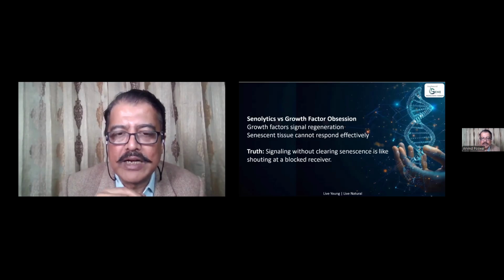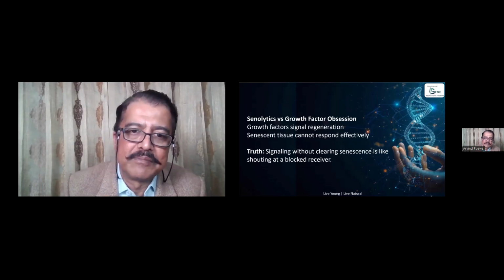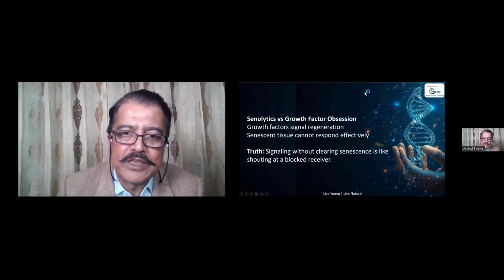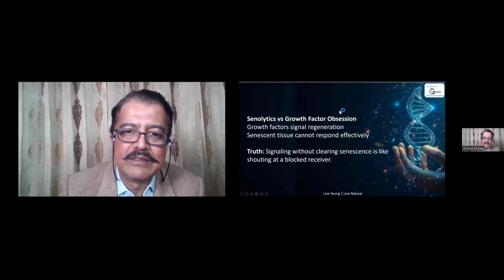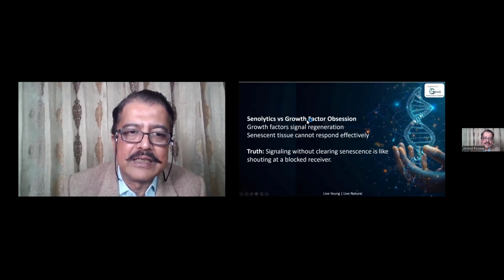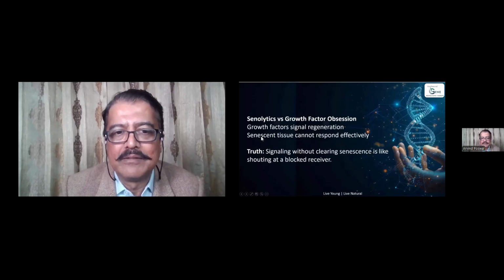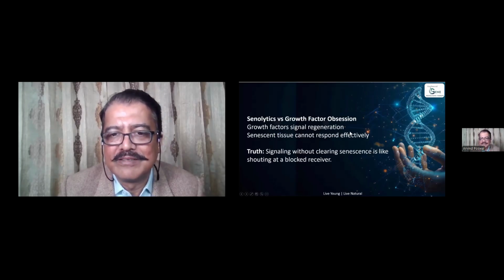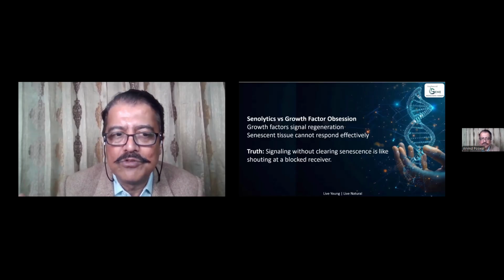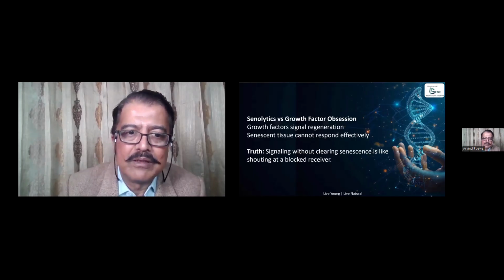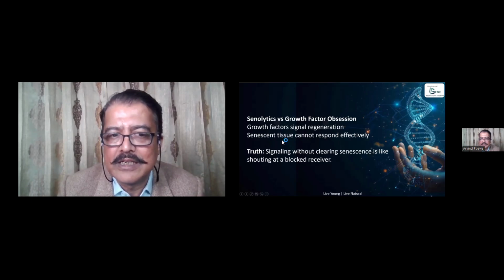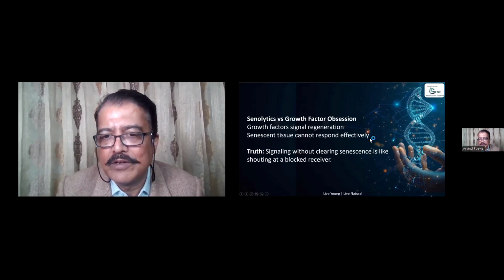So here we talk about senolytics versus growth factors because I see a lot of obsession with growth factor injections. So understand this thing. Growth factors are not bad. They signal regeneration. But you have to understand the tissue. If the tissue is not young, then growth factors will not do too much. So when you are giving growth factors, if there is senescent tissue, it cannot respond effectively.